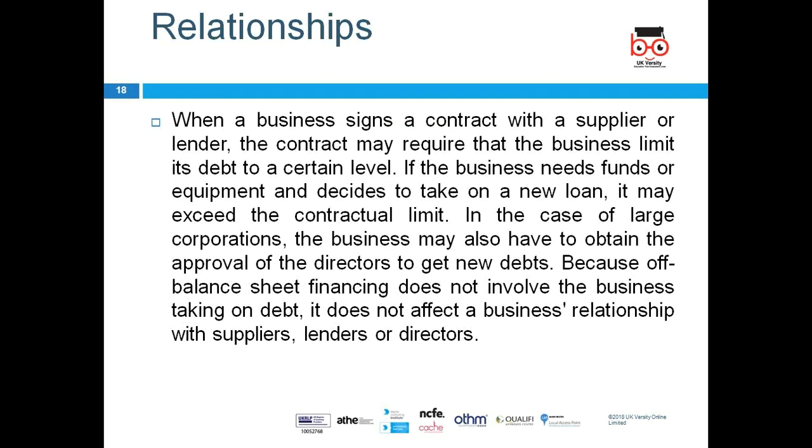Okay, great. So, relationship. When a business signs a contract with a supplier or a lender, the contract may require the business to limit its debt to a certain level. If the business needs funds or equipment and decides to take a new loan, it may exceed the contractual limit. In the case of a large corporation, the business also has to obtain approval from the directors for new debt. Because off balance sheet financing does not involve the business taking on debt, it does not affect the business relationship with the supplier, the lender or the directors.